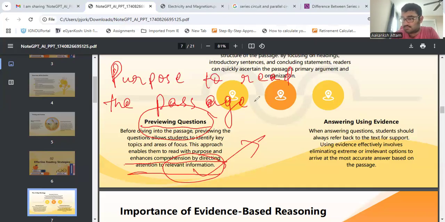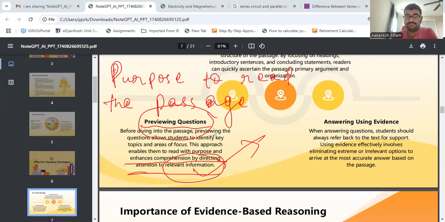Now, remember, a few minutes back we explored that when you are trying to search for the relevant information, you need to adopt which reading strategy? Skimming or scanning? Scanning, exactly. So, did you understand why we need to preview questions? So that there is a purpose to read the passage.